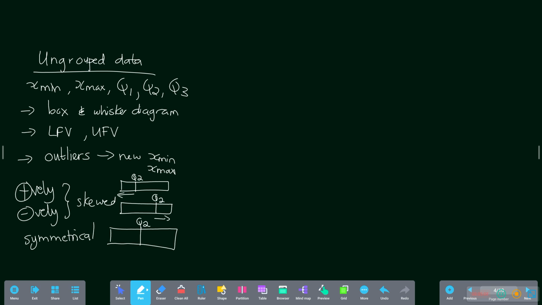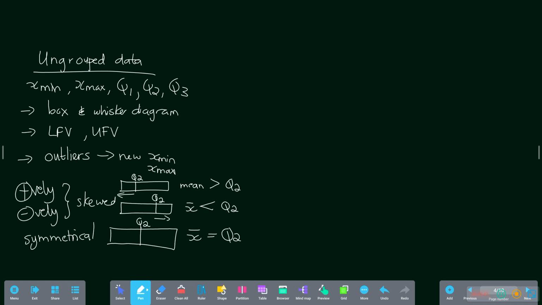So what does it mean? If it's positively skewed, another way to say it is that the mean, X bar, is greater than Q2. And if it's negatively skewed, X bar, the mean, is less than the median. And when it is symmetrical, if it's halfway, it means that the mean equals Q2, the median.